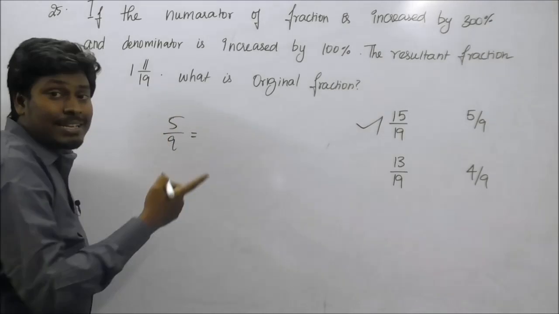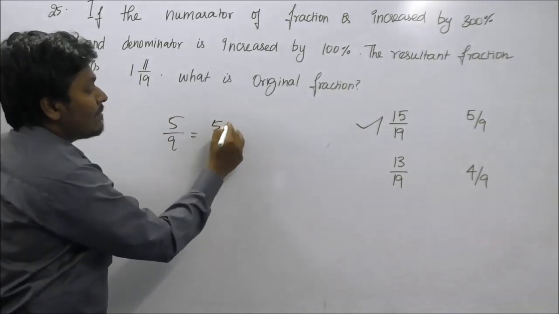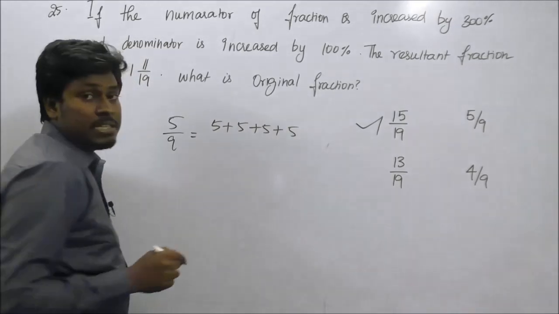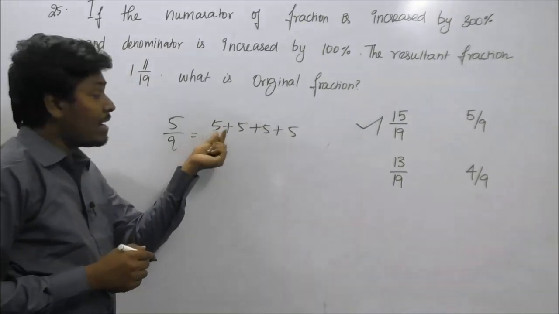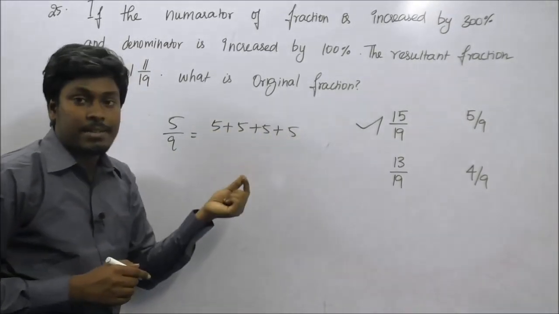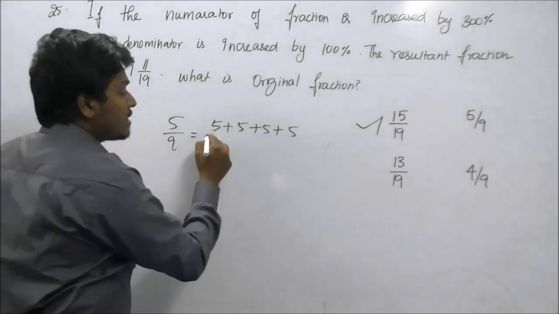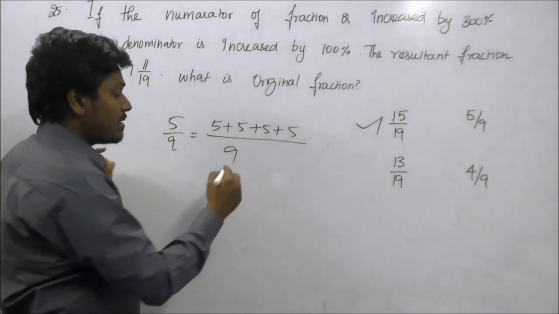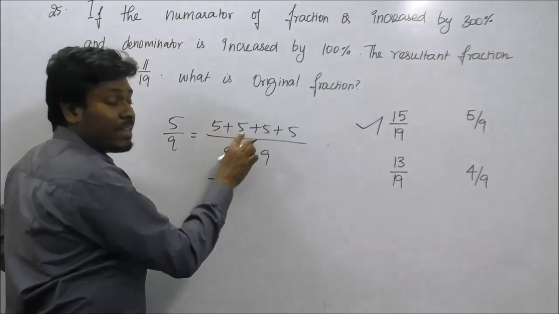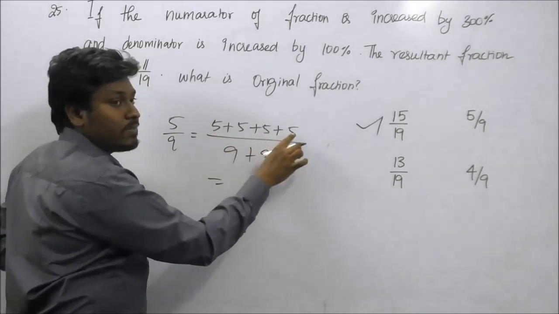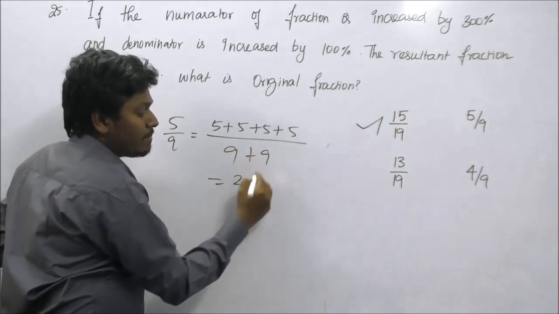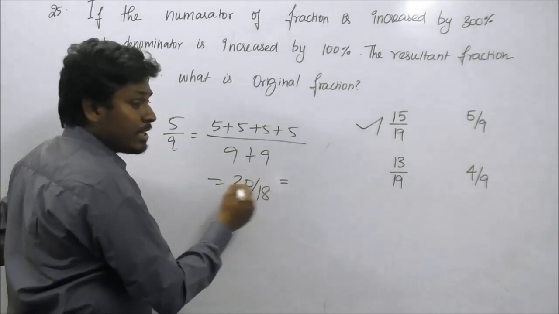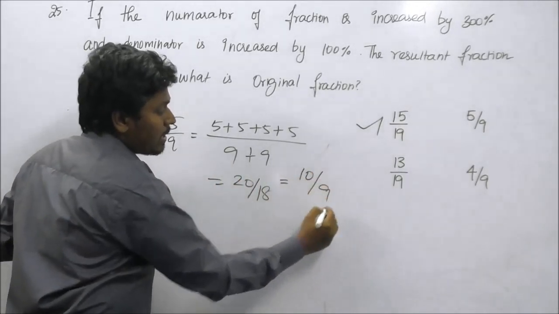The numerator is increased by 300%. Keep 5 as it is: 100% is 5, again 100% is 5, again 100% is 5. So it is increased by 300%, divided by, keep 9 as it is. The denominator is increased by 100%, so again add 9. So 5 plus 5 is 10, 10 plus 5 is 15, 15 plus 5 is 20. So 20 divided by 9 plus 9 is 18. We can cancel it by the 2 table, 10 twos are 20, so 10 by 9.